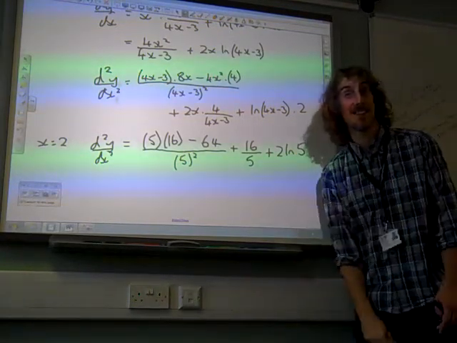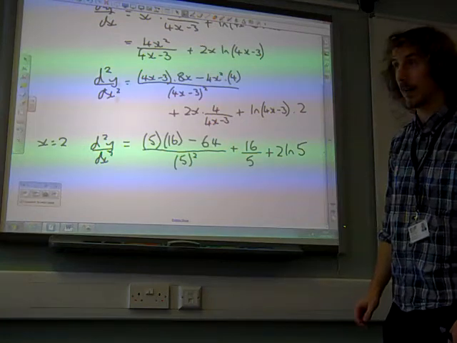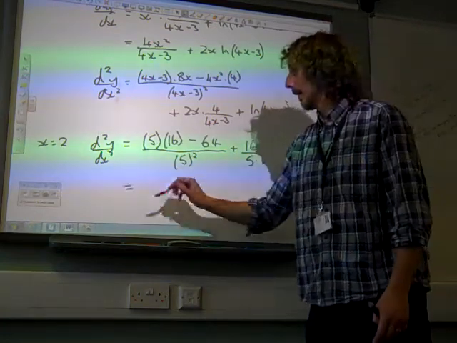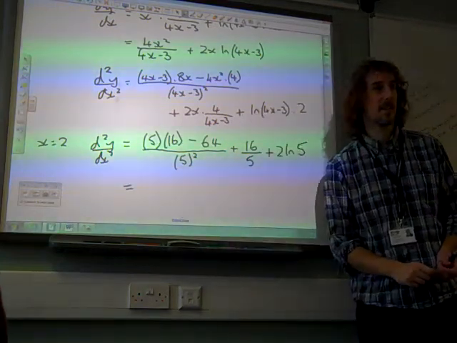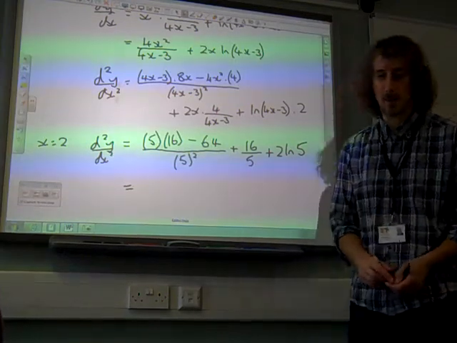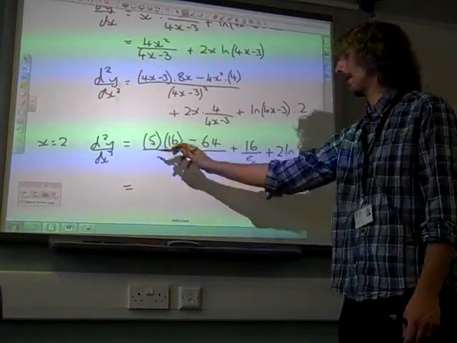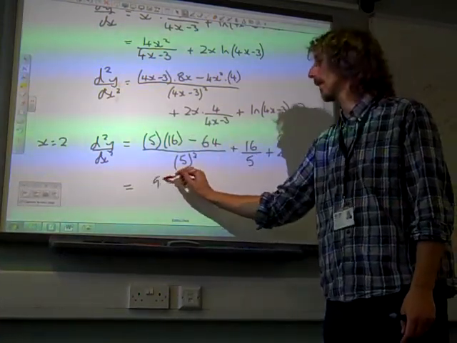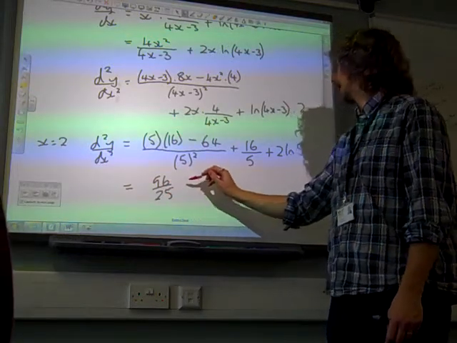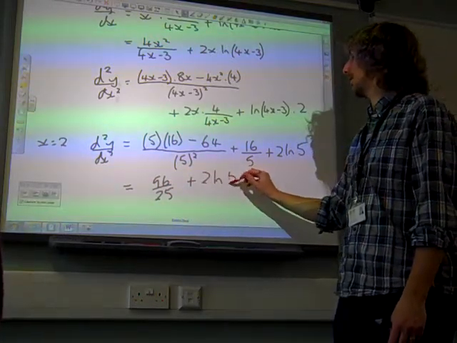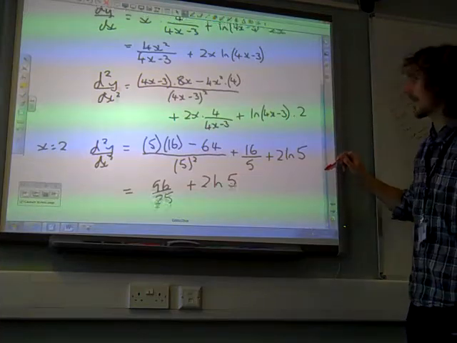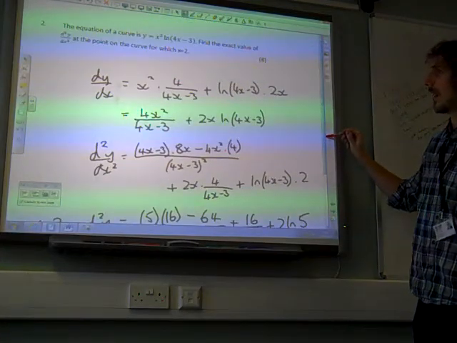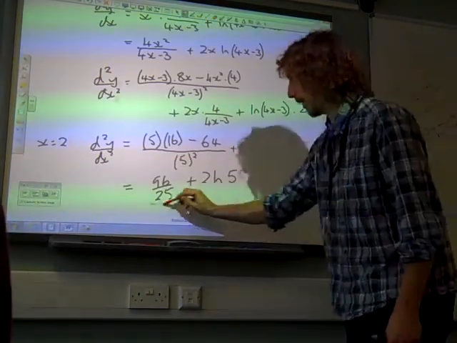Is that a bit right? Is that sarcastic agreement then? Collect things together, tidy it up, we end up with 96 over 25 out of these bits. And 2 ln 5. The question did say, didn't it, give an exact value? The exact value. So there it is.